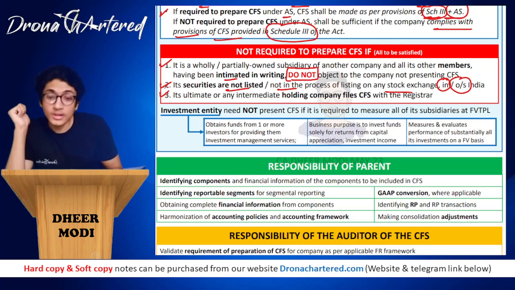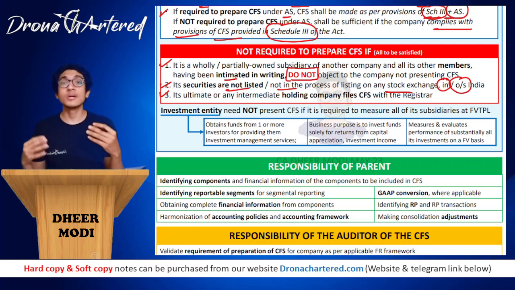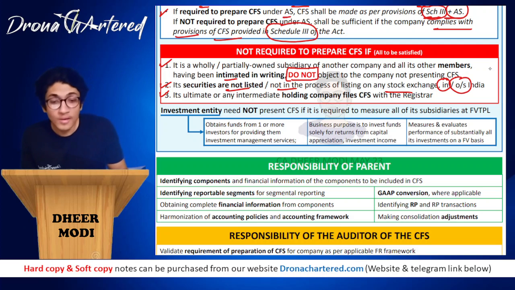And third, it says its ultimate or any intermediate holding company. So either its ultimate. For example, there is a company 1, there is a company 2, 3, and there is another company 4.